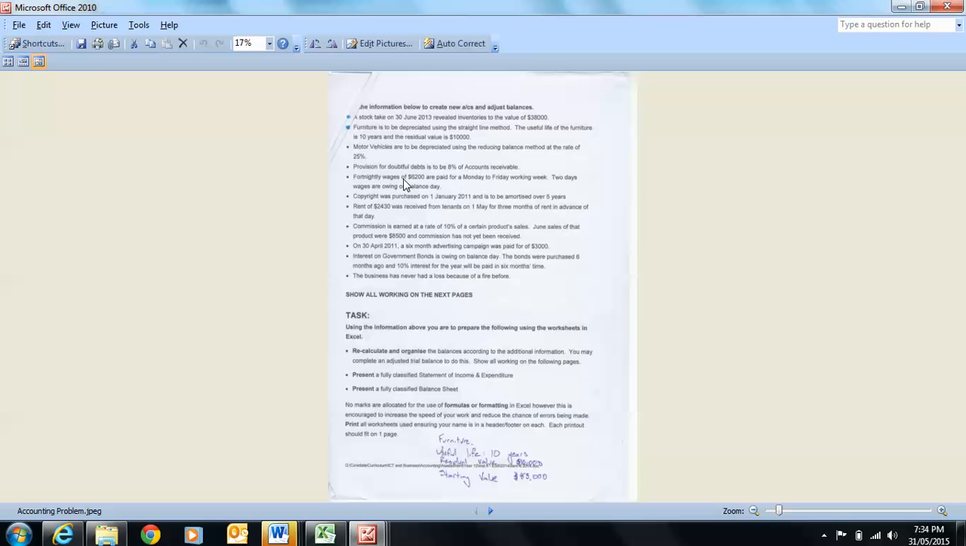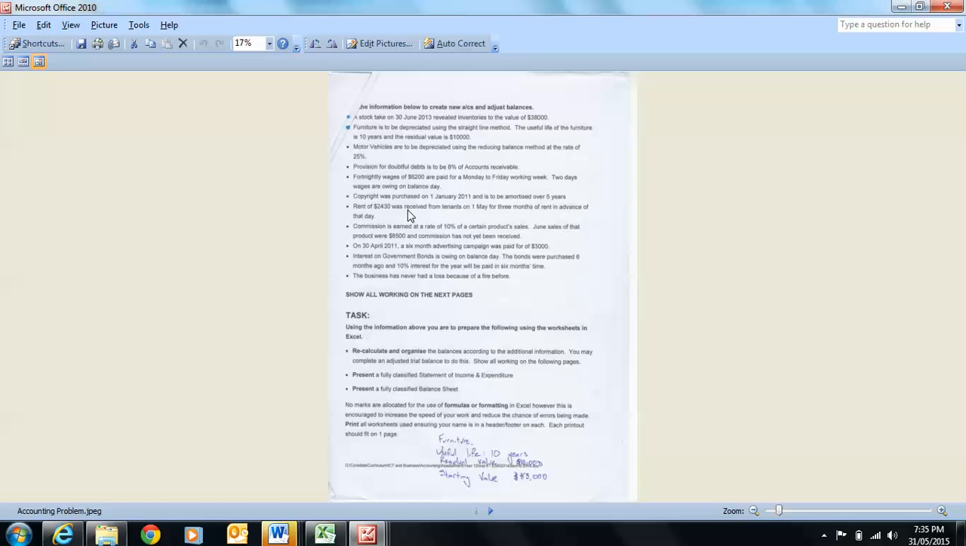There's some wages that are owing on the balance day, so we're going to have to pay those. Copyright. We've talked about copyright. It's an intangible asset, and it will be used up over a period of time, in this case, 5 years. Rent was received from tenants on the 1st of May for 3 months of rent in advance. So some of that rent, May, June, July, well, 1 month of that rent doesn't happen in that period, so we're going to have to make an adjustment there.